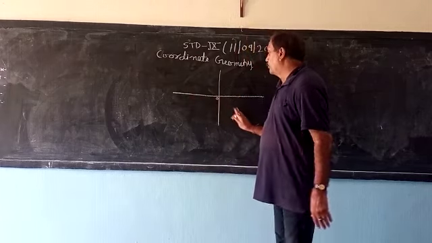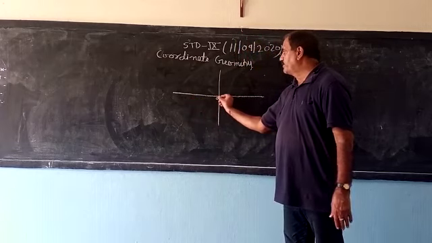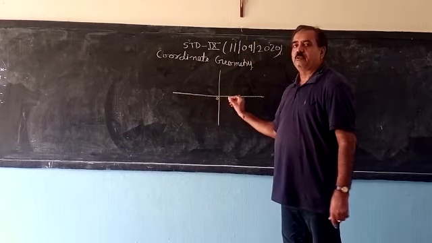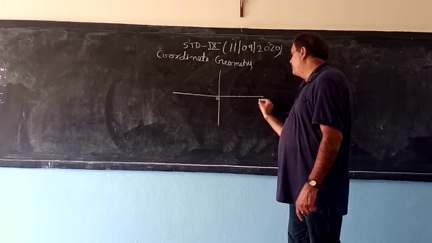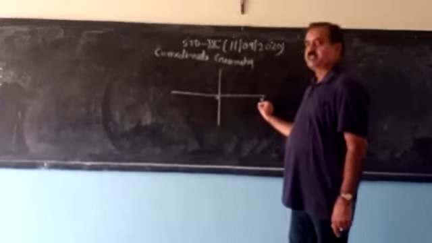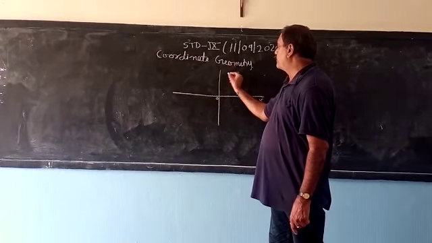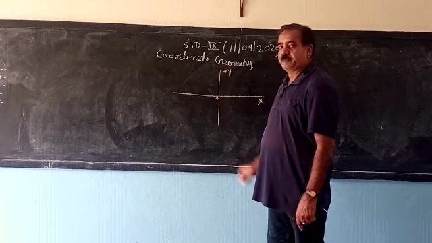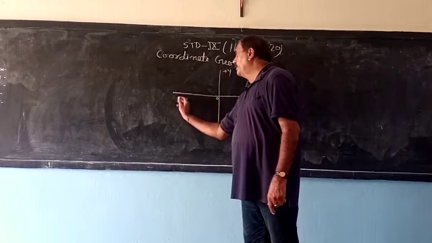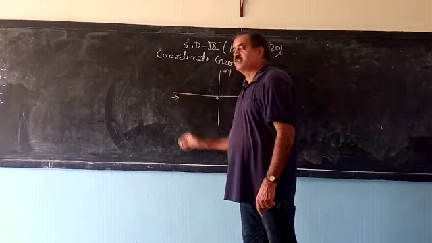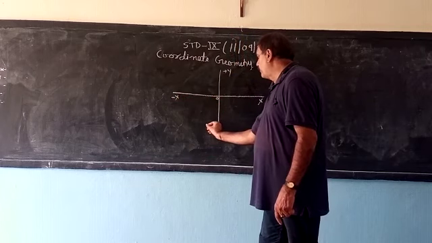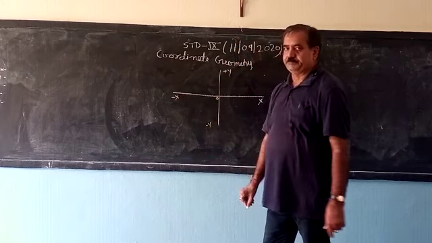So what do you draw? First you draw the two lines. The intersecting point is known as the origin. Right of the origin is known as the positive x-axis, and above the origin is known as the positive y-axis. Left of the origin is known as the negative x-axis, and below the origin is known as the negative y-axis.